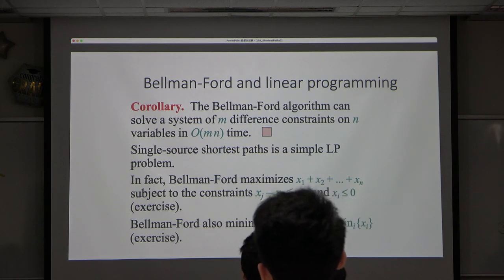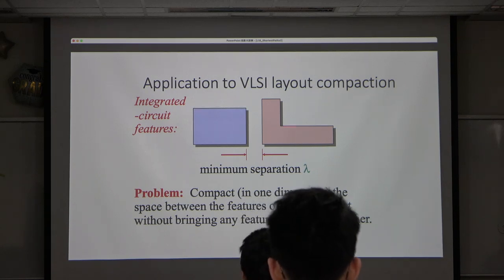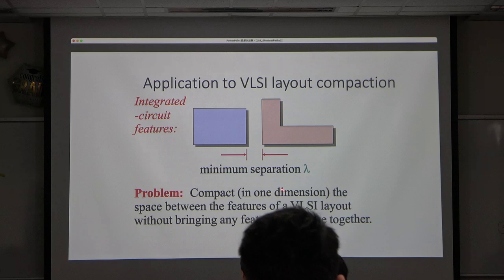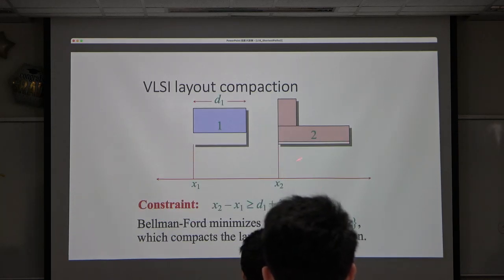If you put it in a VLSI problem, Bellman-Ford minimizes this, which compacts the layout in the X dimension. Because the Bellman-Ford solution minimizes this, it's going to make your circuit design as small as possible. That's exactly what we are looking for.